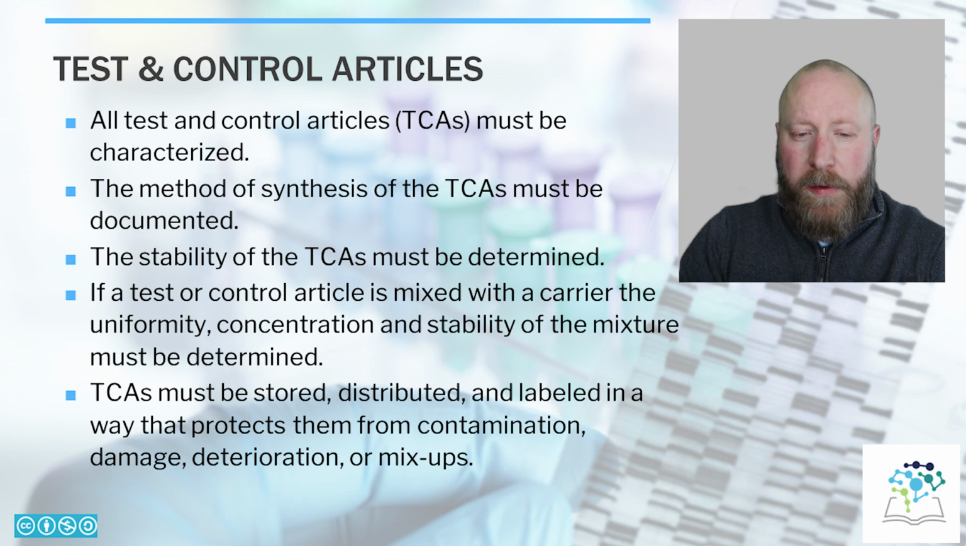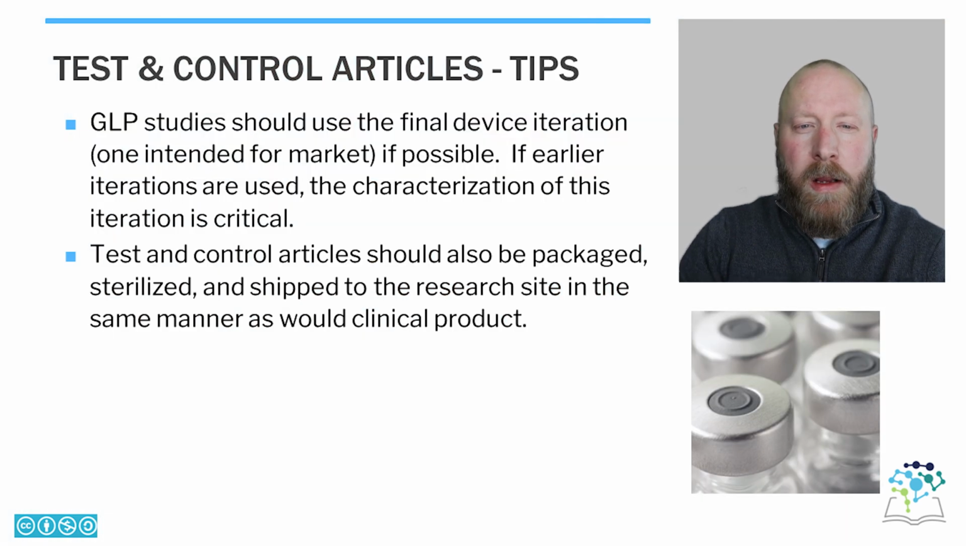For neurotechnology studies, you will need to be able to show thorough documentation that your test article is built appropriately, functions as intended, and is stable for the period used on the study. A few tips for testing control articles. It is extremely important for you to know which device iteration you are using for your study. The FDA does expect that you use your final device iteration, the one intended for market, for your GLP testing. If you are intending to use an earlier device iteration, your submission must explain what that device iteration was and how that data still applies to your final iteration.